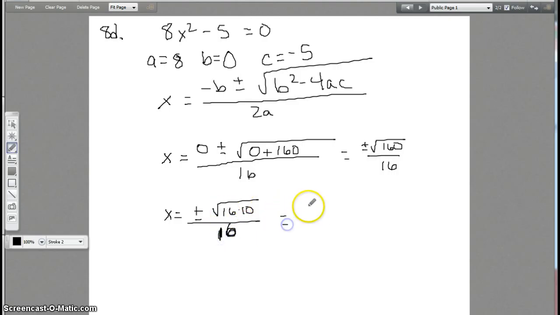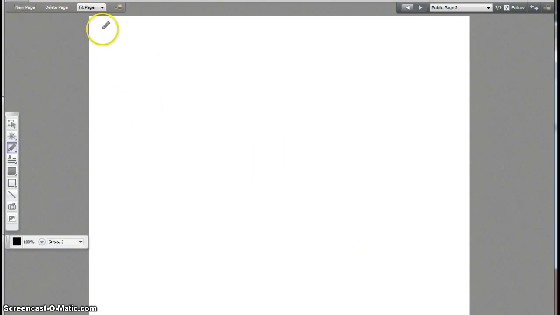16 can be pulled out of the square root. We get plus or minus 4 times the square root of 10 over 16. Now we can divide the top and the bottom by 4, and we end up with plus or minus square root 10 over 4. So plus or minus square root 10 over 4 is our answer for number 8, part D.